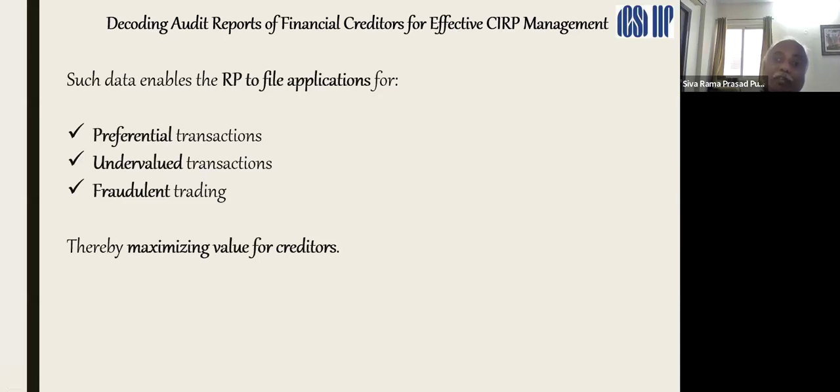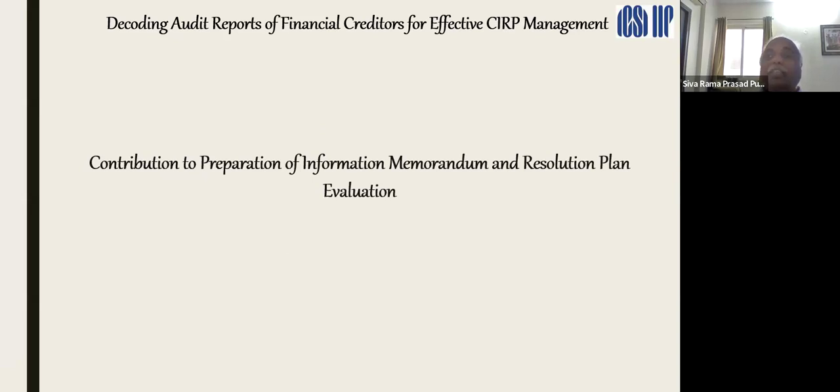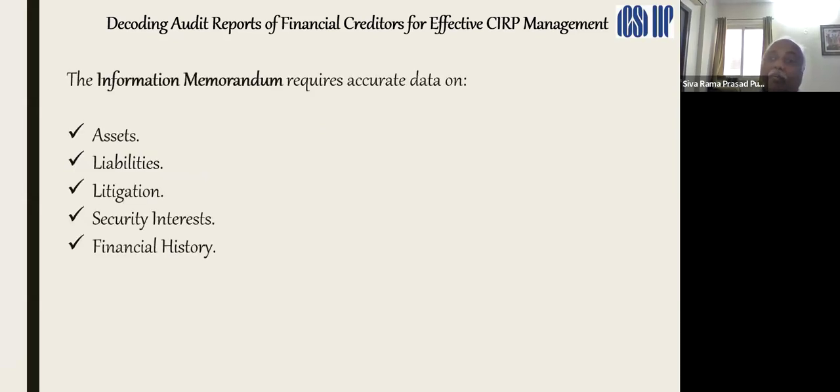Such data enables the RP to file an application for preferential or undervalued or fraudulent transactions for maximizing the value for creditors. Contribution to the preparation of the information memorandum and resolution plan evaluation. Whatever the data, it is useful for preparation of the IM and the evaluation process also. The information memorandum requires accurate data: the assets, the liabilities, the litigation, the security interest, the financial history, and the SWOT analysis of the company.